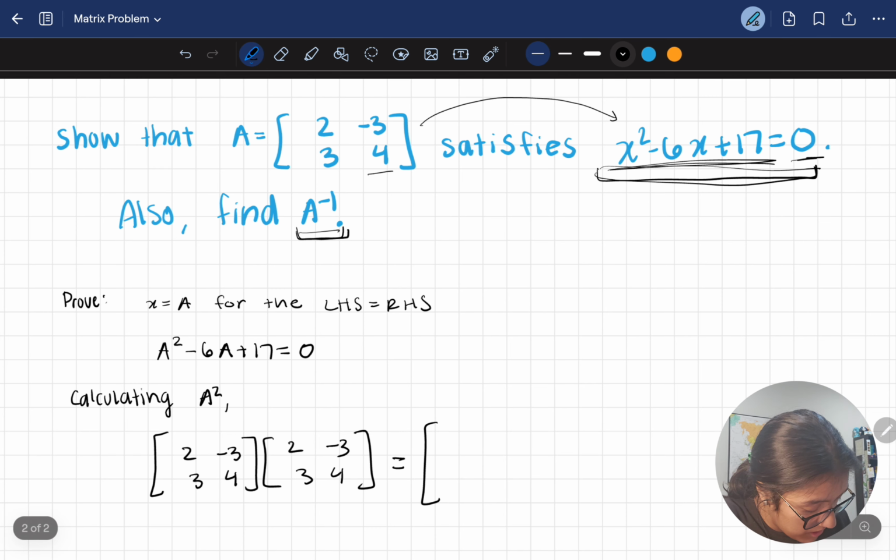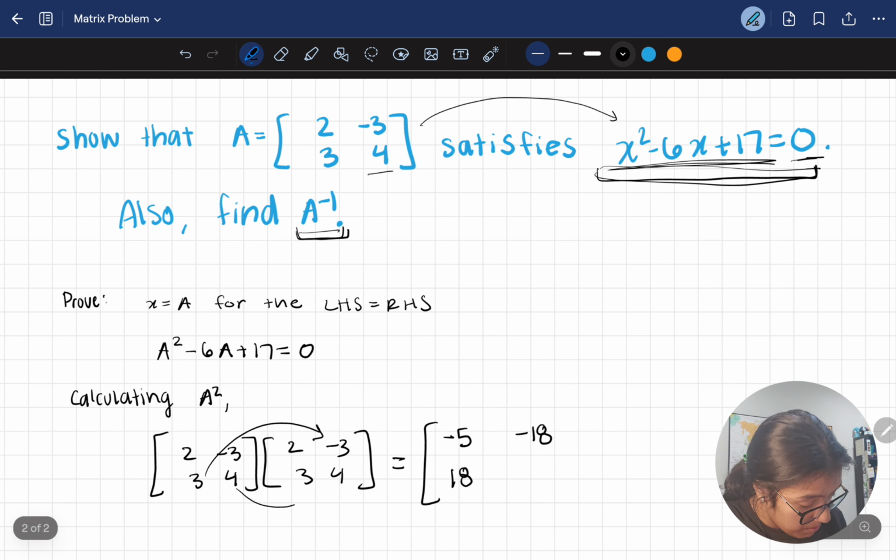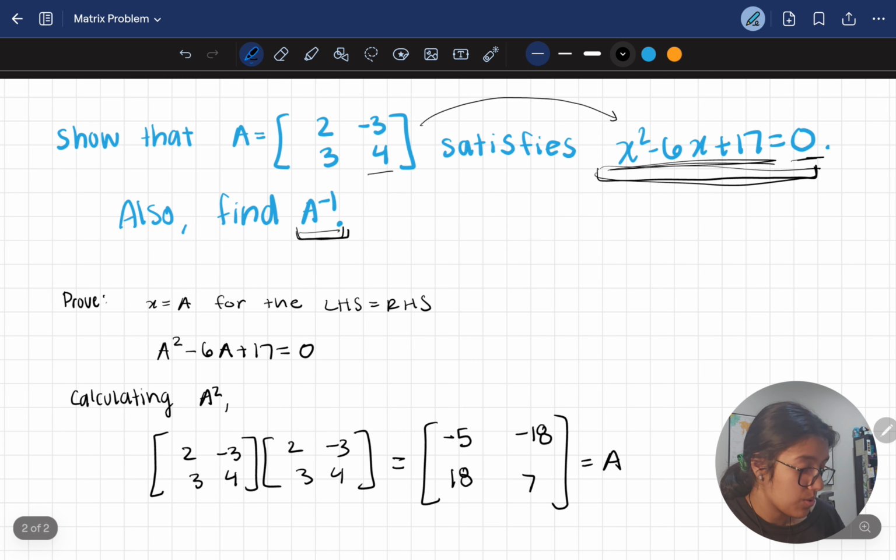We get the top to be 4 minus 9, which is -5. Then we have 2 times -3, -6, minus 12. -6 minus 12 is -18. Actually, let me redo that. So -18. Next, we have 6 plus 12, which is positive 18. And then we have -9 plus 16, that is 7. So this is equal to A squared. So we found A squared.